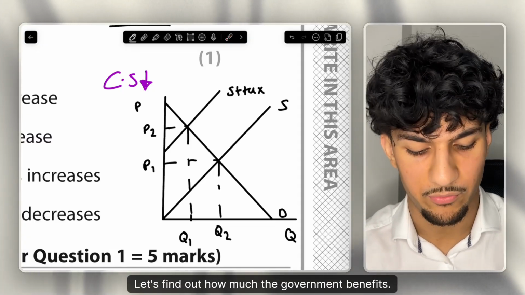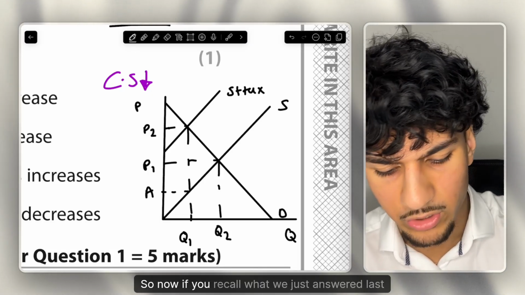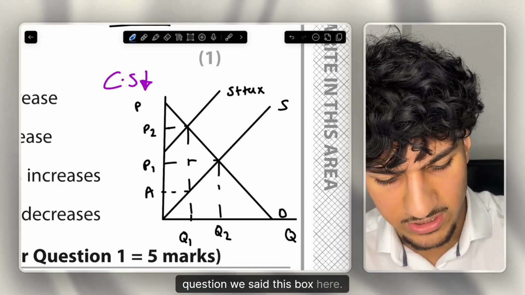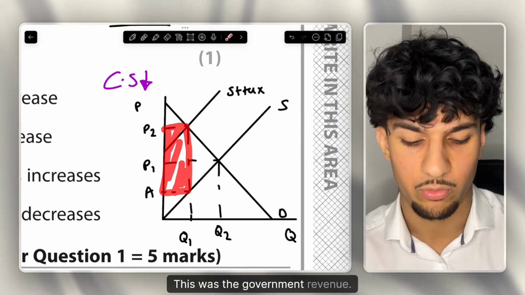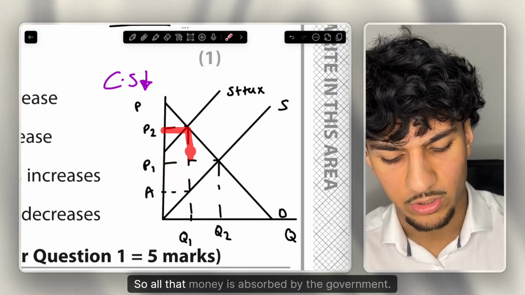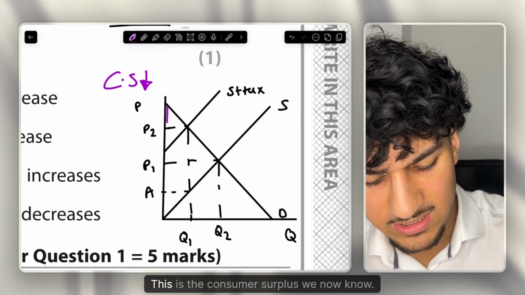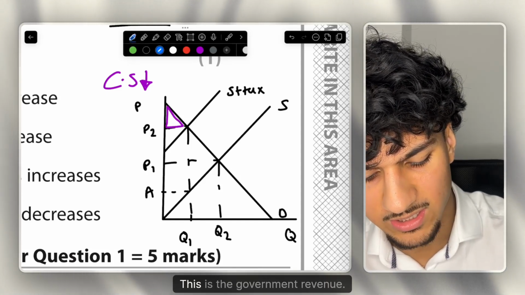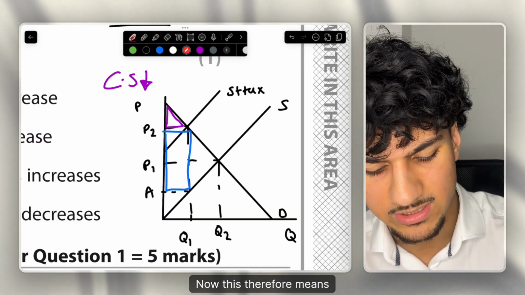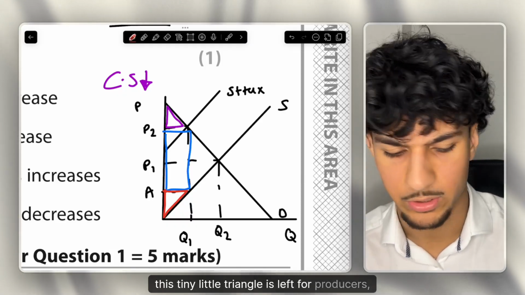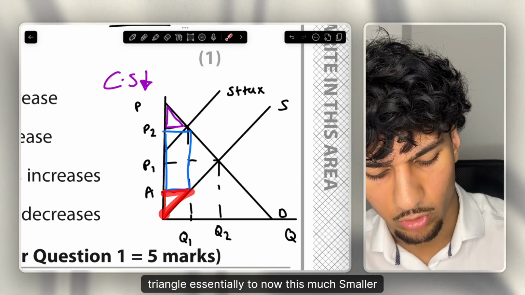So now let's do the same thing we did last time. Let's find out how much the government benefits. All we need to do is add a few more labels. So we'll call this A. Now if you recall what we answered in the last question, this box here, in fact the vertical distance between the two supply curves, was the government revenue. Therefore, all that money is absorbed by the government. We've already established two things. This is the consumer surplus. We now know this is the government revenue. Therefore, what is left for producers? This tiny little triangle is left for producers. Producer surplus changes from this triangle to now this much smaller triangle.